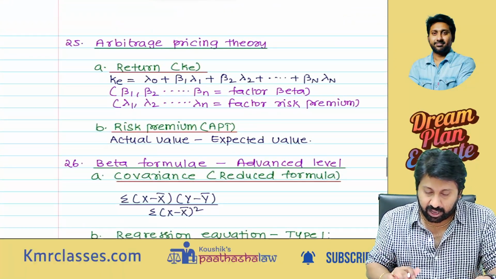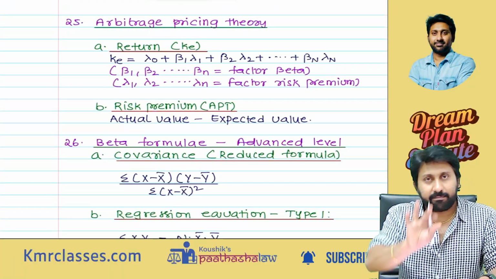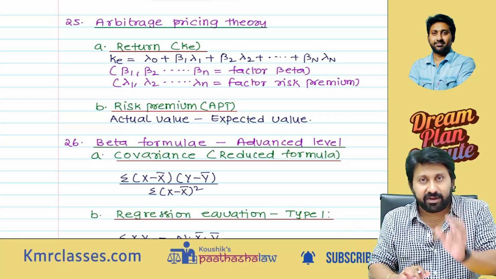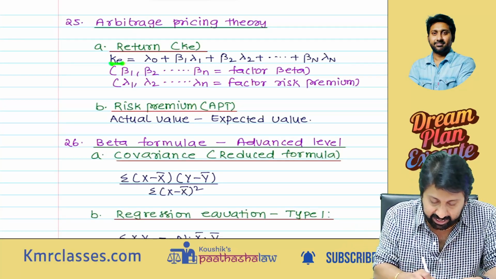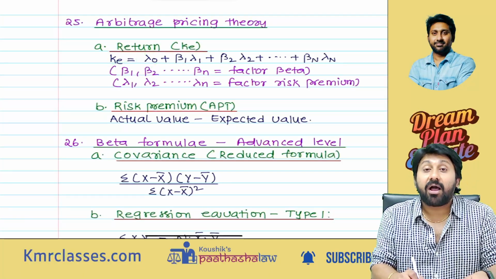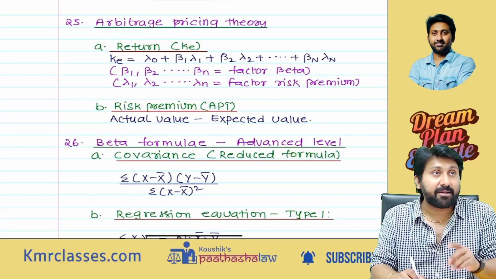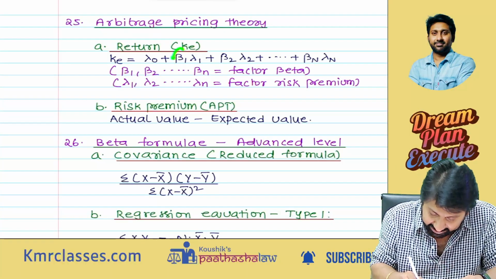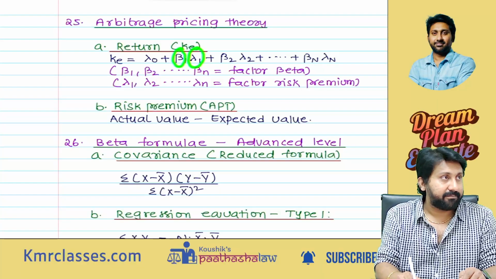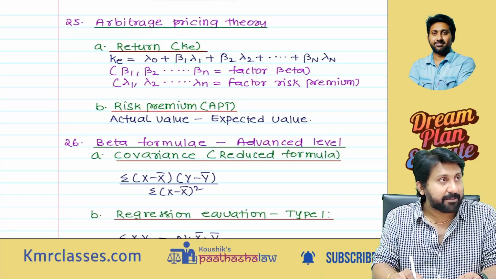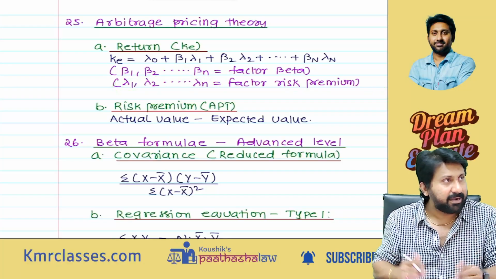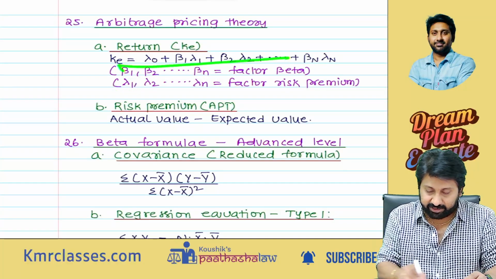Next, arbitrage pricing theory. Same: RF plus beta into (R minus RF). In a different way, instead of taking one factor, they will take multiple factors. K equals RF, called lambda 0, plus beta into (RM minus RF), lambda 1. Lambda means a risk premium. That's why lambda is a risk premium, RM minus RF. Beta is beta. So this is how we will calculate.